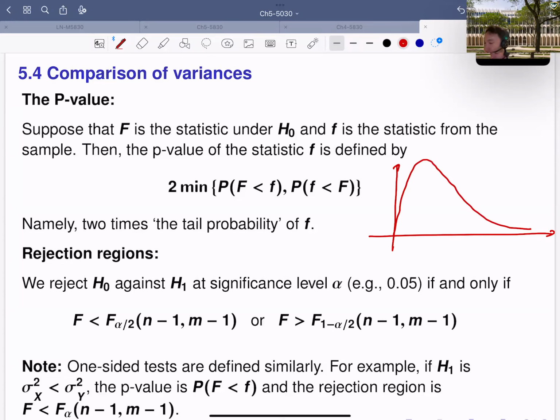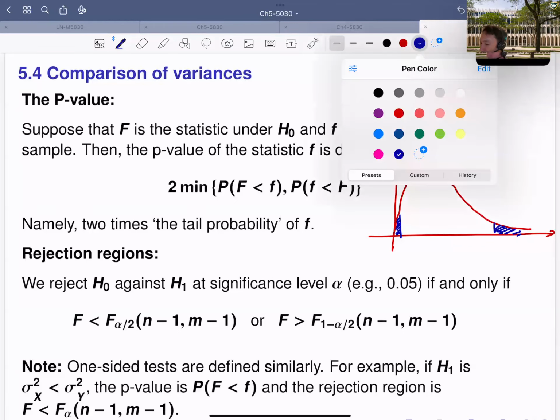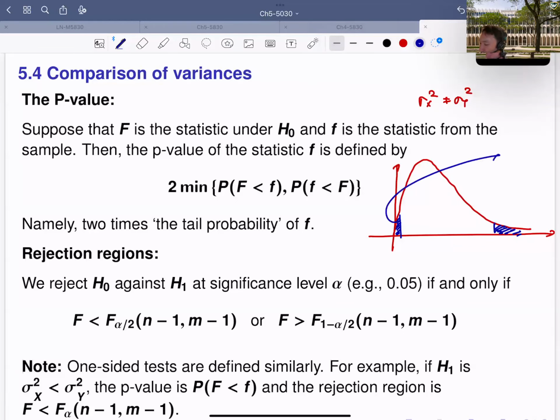And the alternative hypothesis is sigma x square is not equal to sigma y square. If sigma x is much smaller, the F statistic is small, falling in this range. And if sigma x is much larger, then the F statistic falls in this range. So if our test statistic falls in this extreme range, then this is an indication that sigma x is not equal to sigma y. So this is the rejection region.